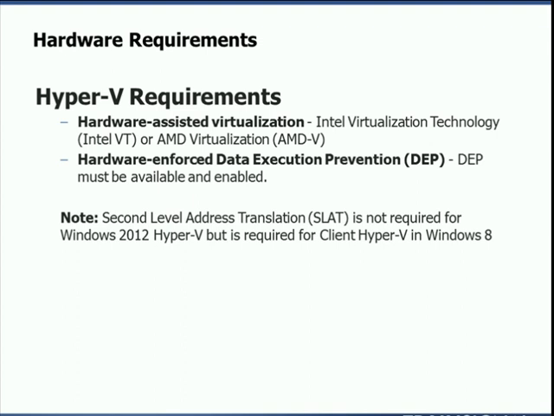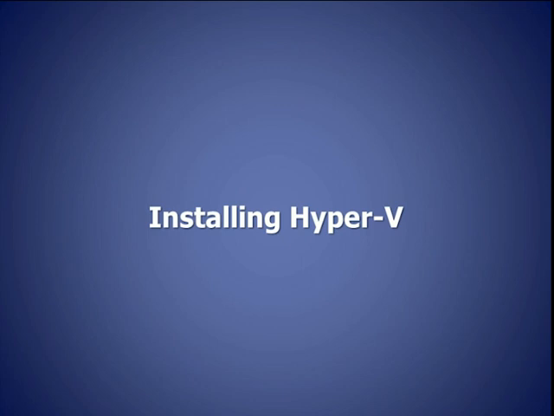Now, there's been some confusion on something called SLAT, which is second level address translation. This is also a feature of CPUs, and it's not required to run Windows Server 2012 Hyper-V unless you're using virtual desktops that are utilizing the remote desktop protocol. However, SLAT is required for client Hyper-V in Windows 8 on your local desktop or laptop computer if you want to use Hyper-V. So now we've reached the point in this lesson where we can get started installing Hyper-V in Windows Server 2012.